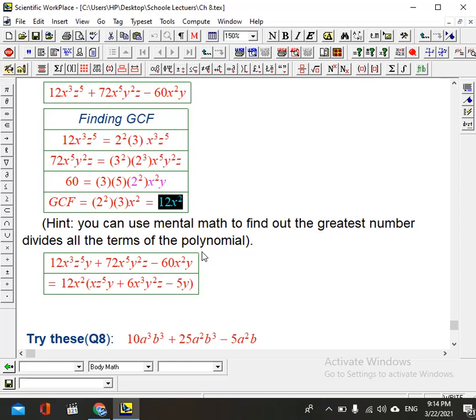As you see, this is a long procedure to find the greatest common factor. You can use mental math if you are in grade 10 or grade 9. You can use your mental math to find the greatest common factor by its definition, which is the largest number which divides all terms of the polynomial. So if we go back to the polynomial here, we find that 12 is the greatest common divisor of these numbers. 12 divides itself, and divides 72 and divides 60, and it is the greatest number which divides all of these terms.